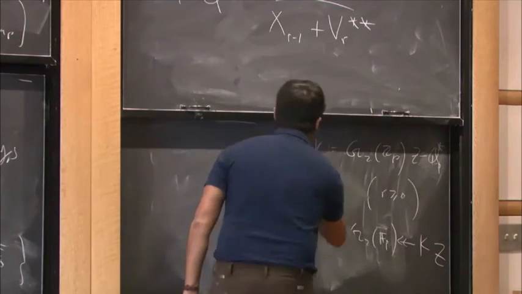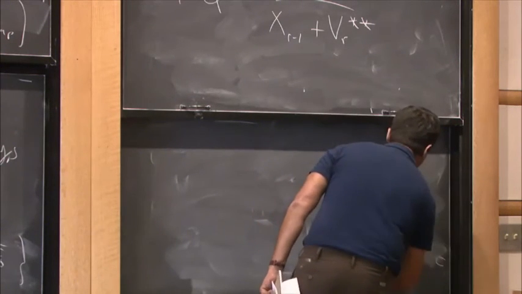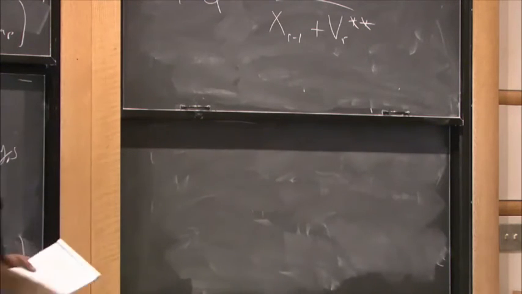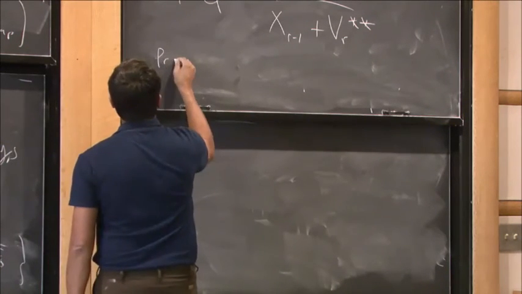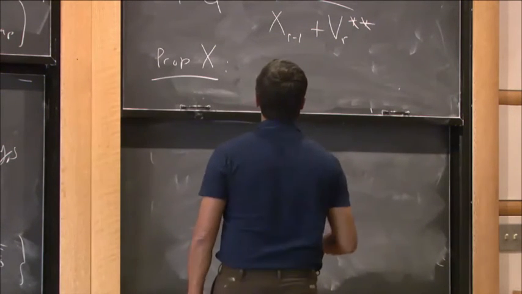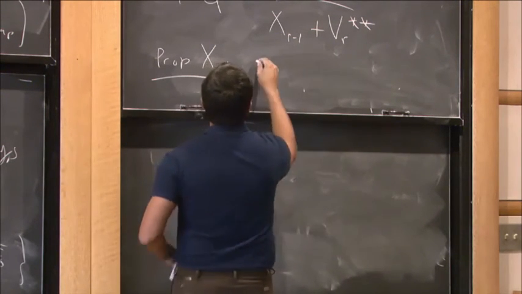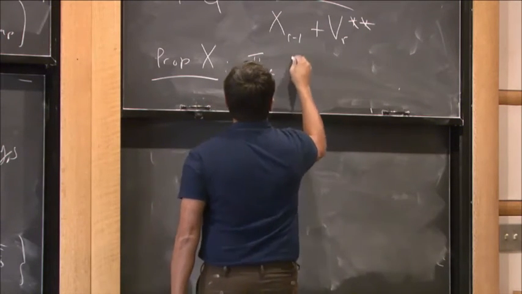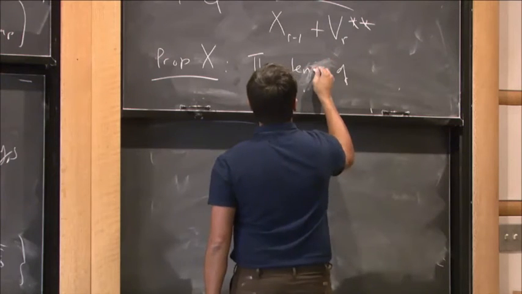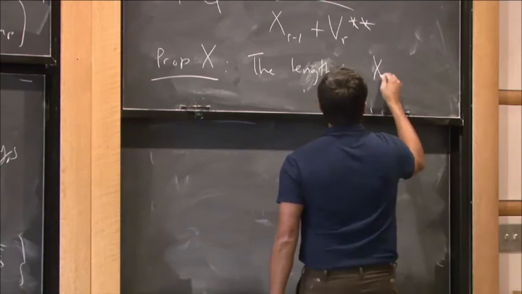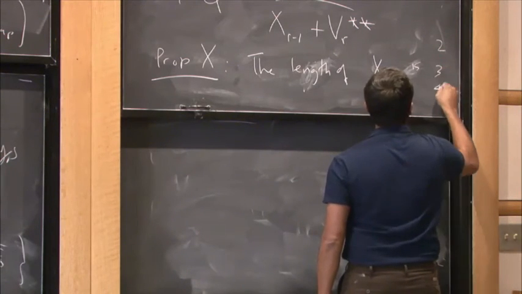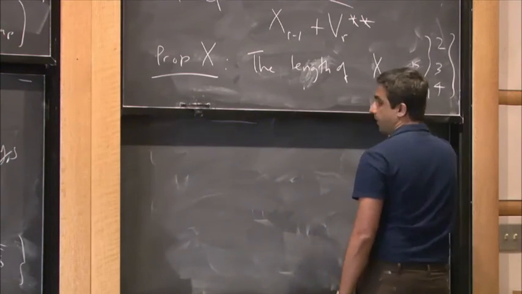We call Q the final quotient in our paper, because that's where the computations start. So here is a proposition. Let me call it proposition X_{r-1}. So the length of X_{r-1} is either 2, 3, or 4. So this is one fact.